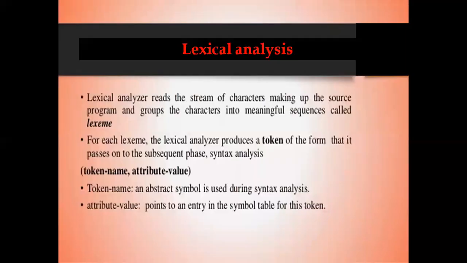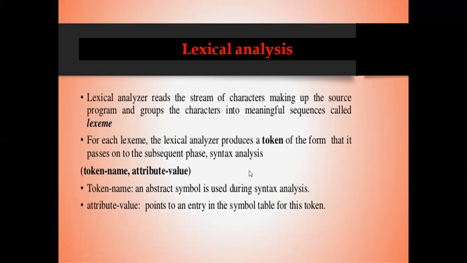So first, that is lexical analysis. What is lexical analysis? The lexical analyzer reads the stream of characters making up the source program and groups the characters into meaningful sequences called lexemes. And for each lexeme, it will analyze and it will produce a token. And after that, what is a token? Token means an abstract symbol used during syntax analysis. Attribute means the value of the entry, which points to an entry in the symbol table, where it needs to be entered. That is called the attribute value.